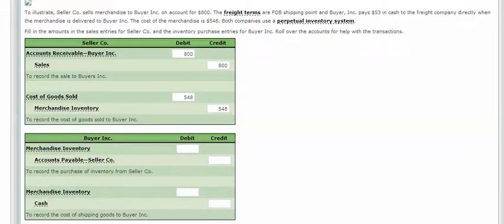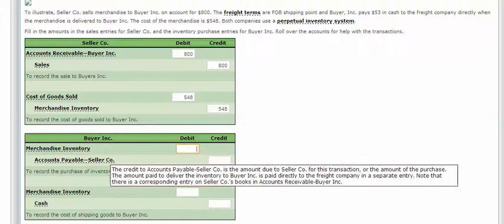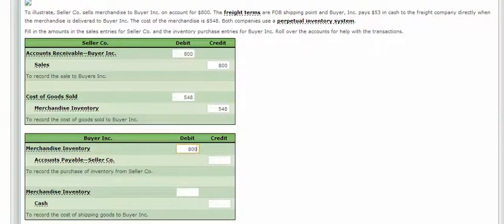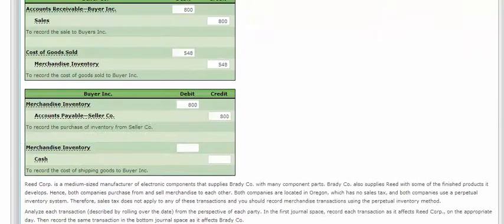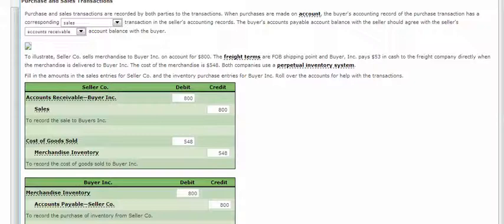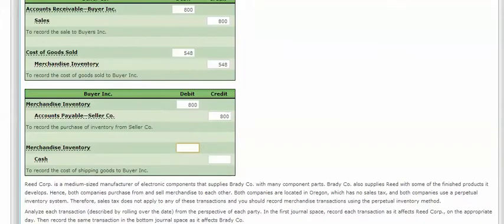Next, the buyer is going to pay for that inventory, and they paid $800, but they also paid for the shipping of that material. So they're going to record the purchase of $800 and accounts payable to the seller of $800. And then they're going to record the cost of the shipping, $53, adding that to the cost of the material, and reducing their cash by $53.